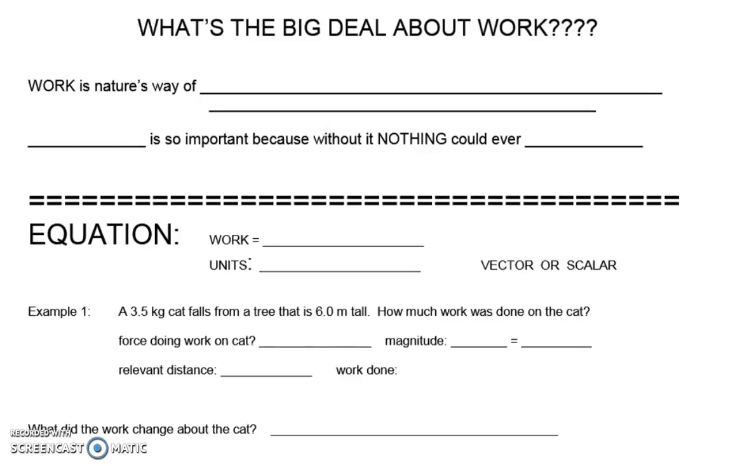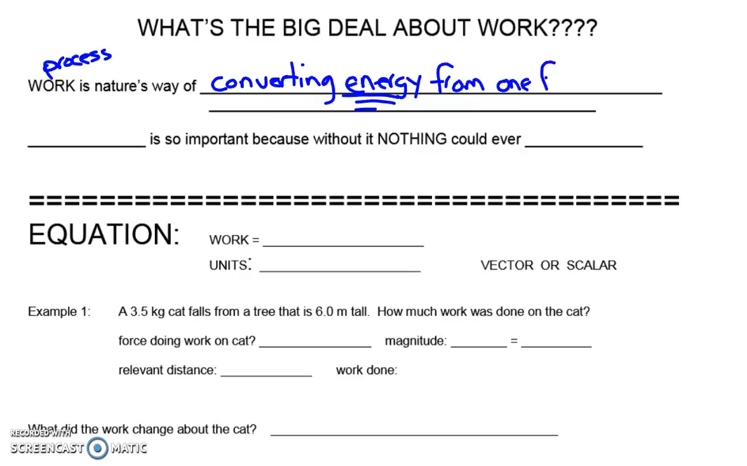Okay, work is a process, kind of like impulse. Remember, impulse is a force acting over time. Here we're looking at a force acting over distance. And when we talk about an impulse, we said we get an equivalent change in momentum. So that would seem to lead that force over distance would lead to a similar type of change. And what's that change in nature? Well, it's nature's way of converting energy. There's the big word. That's the big idea. Energy from one form to another.